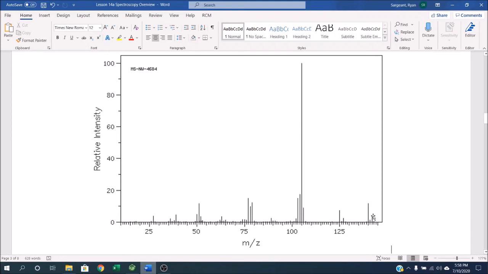So if I saw an M+2 peak, I'd be like, wow, that's a good indication of a chlorine or a bromine. And then I look to see the comparative sizes. If the M+2 is 1/3 as tall, then it's a chlorine. If the M+2 peak is approximately the same size, then it's a bromine.